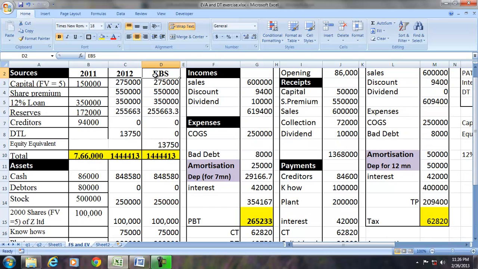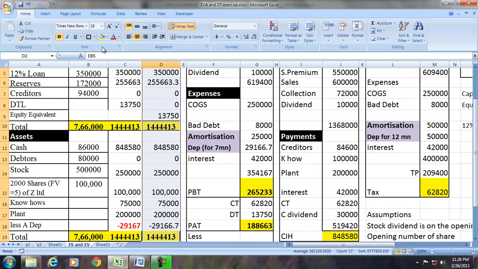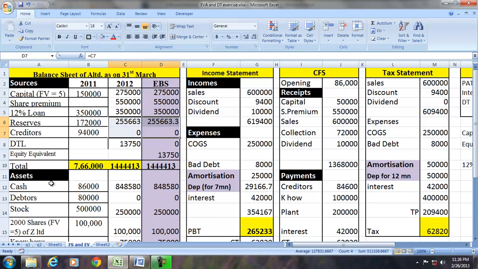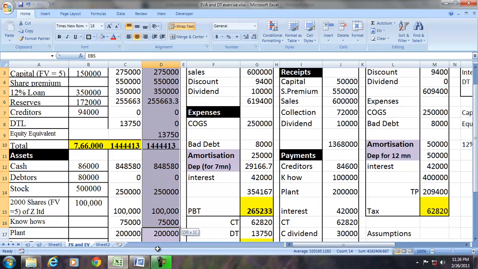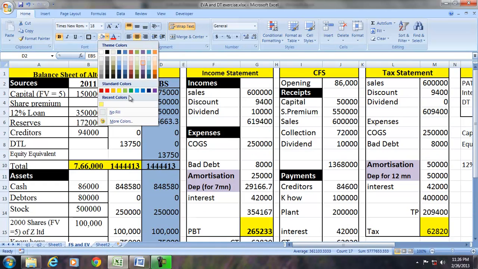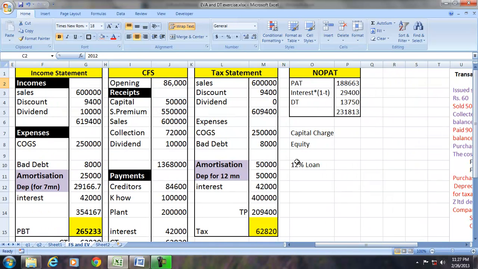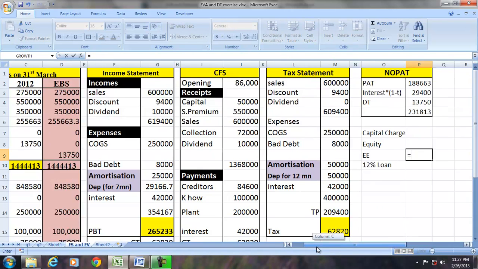So this is an economic balance sheet which is not GAAP driven. This will show all the adjustments which are recognized for the purpose of EVA calculation. So in this case, the accounting adjustment is only the deferred tax, and that is called equity equivalent. So equity equivalent is the accounting adjustment required to convert the accounting balance sheet into the economic balance sheet. So we take that as equity equivalent, also as a source with a cost.